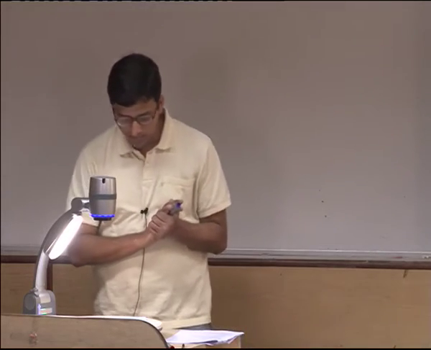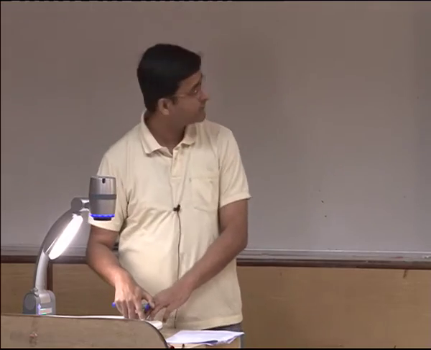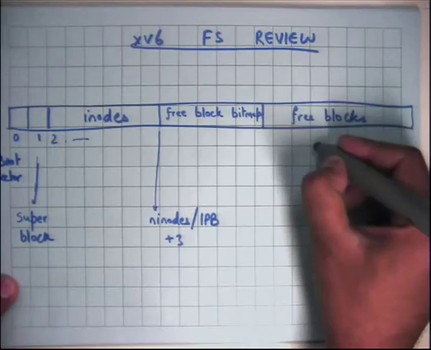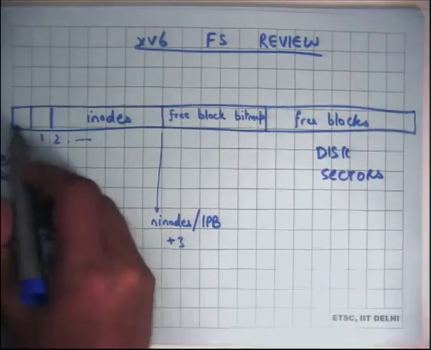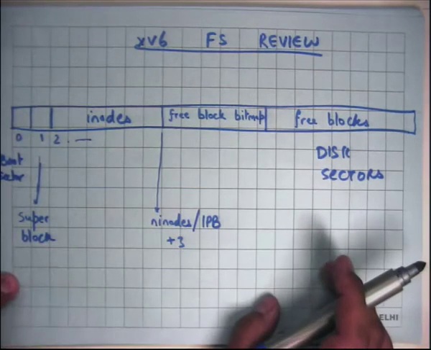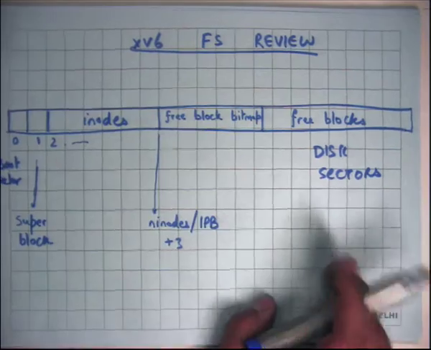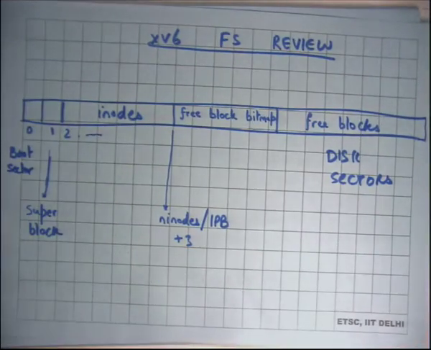All right. So we were looking at the XV6 file system, and let's say this were the disk sectors, or disk blocks. The 0th sector is the boot sector. That's basically completely independent of the file system. The file system doesn't touch it. The sector number 1 is the super block that contains meta level information about what this file system is.